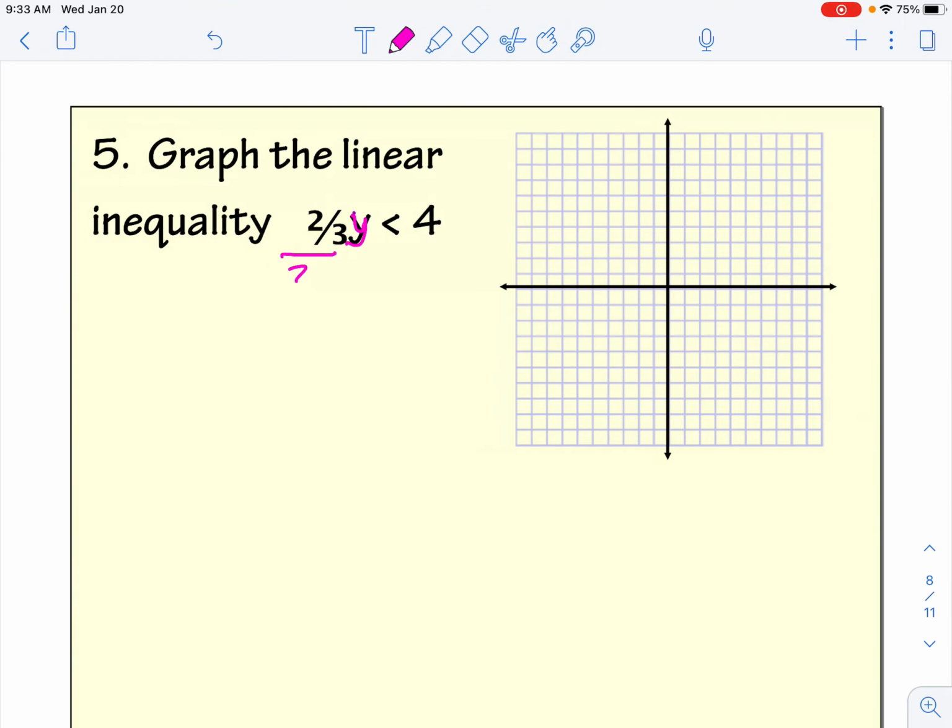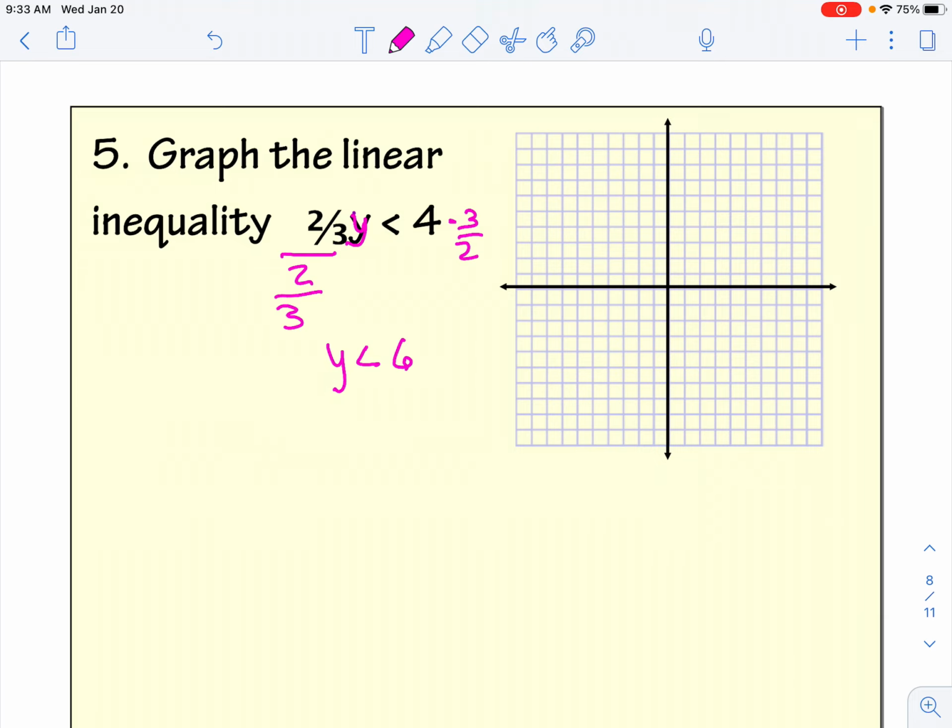To solve this for y, I divide by 2/3. Remember, dividing by a fraction is keep, change, flip, or you end up multiplying by the reciprocal. And so this gives us y is less than 12 over 2, or 6. And you can do all that on your calculator. You can really just take 4 divided by 2/3, and that's totally fine.